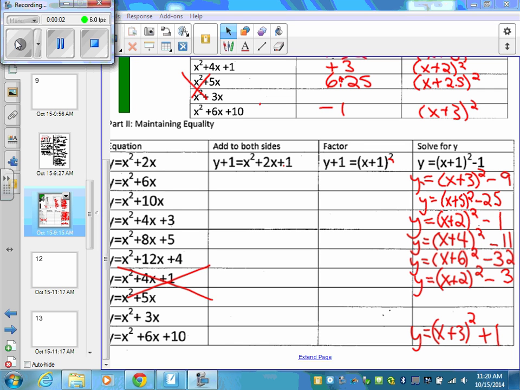Hi, 1112. First thing I'd like you to do is get out that sheet that we did yesterday, and quickly we're going to go over our answers for that solve for y.